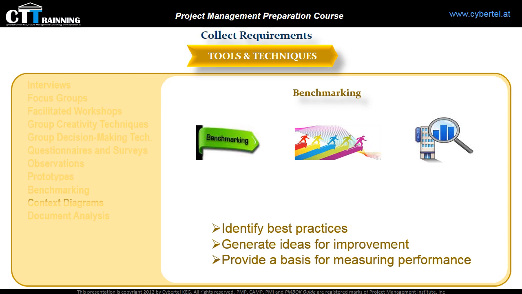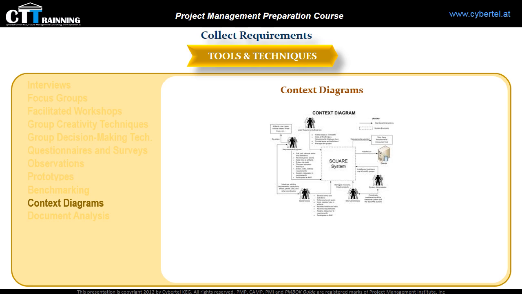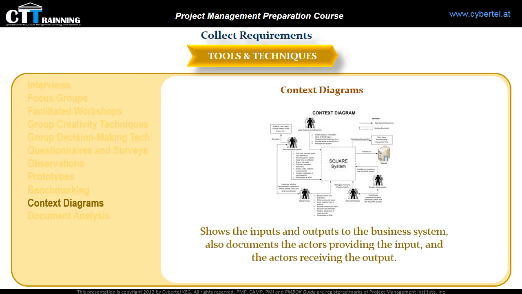Next tool, context diagrams. Defined as a visual depiction of the product scope showing a business system such as process, equipment, computer system, etc., and how people and other systems interact with it. It is an example of a scope model that shows the inputs and outputs to the business system. Also documents the actors providing the input and the actors receiving the output.